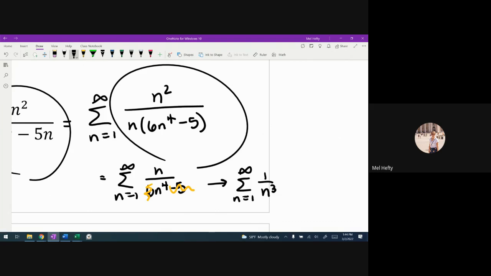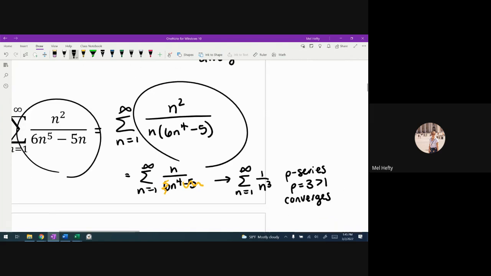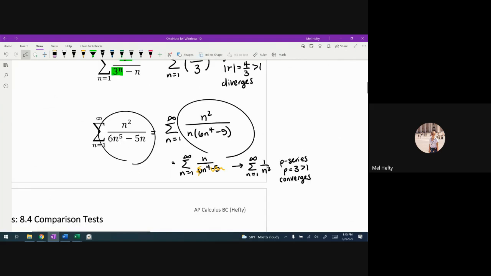1 over n cubed. Is that a type of series we know? What type of series is that? It's a P series. P equals 3, which is greater than 1. So this does what? It's on the bottom. Yeah. So for powers, you want bigger powers on the bottom. So P's that are big are good. Ratios, you want to multiply by small numbers to make our numbers smaller. So small numbers are good.